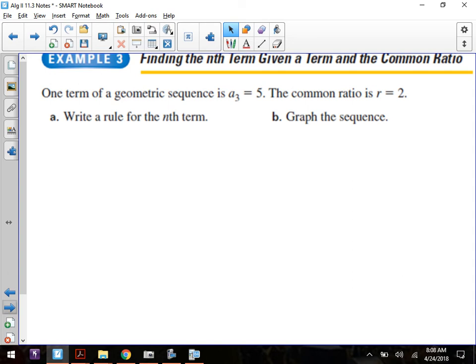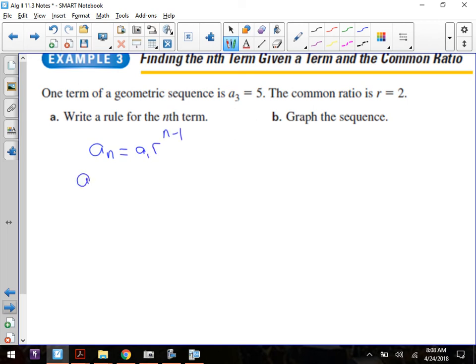One of the terms of a geometric sequence is the 3rd term, and it happens to be 5. And the common ratio is r equals 2. Let's write the rule for the nth term, which means what do you have to solve for? The first term. Okay. So again, you'll notice it will have some algebra moving back and forth. So we write out the generic formula. The nth term is first term times r to the n minus 1. We know that the 3rd term is 5, which means that has to equal the first term, the ratio of 2, and then this will be 3 minus 1 up here.